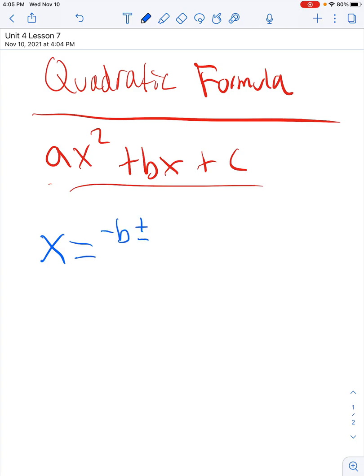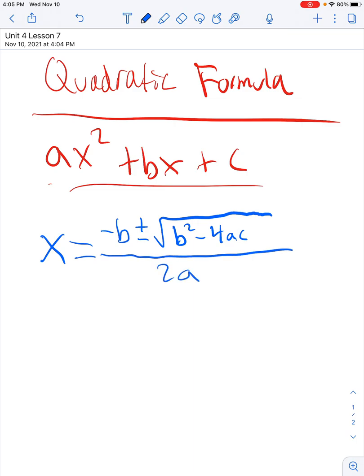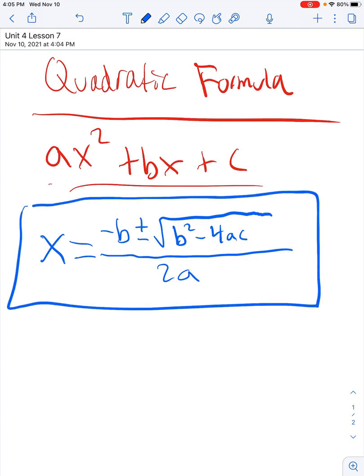So it goes like this. x equals negative b plus or minus the square root of b squared minus 4 times a times c, all over 2a. So make sure you have that written down. That's kind of a complex formula, right? It can be difficult to remember.